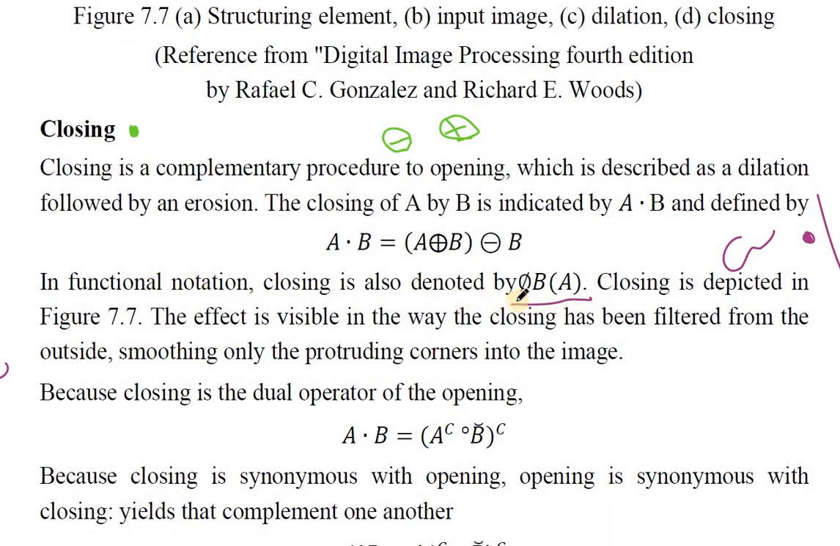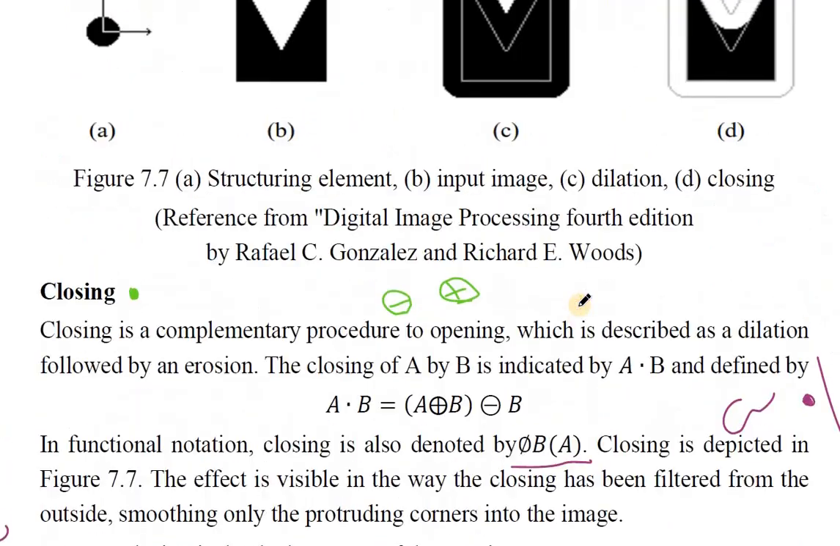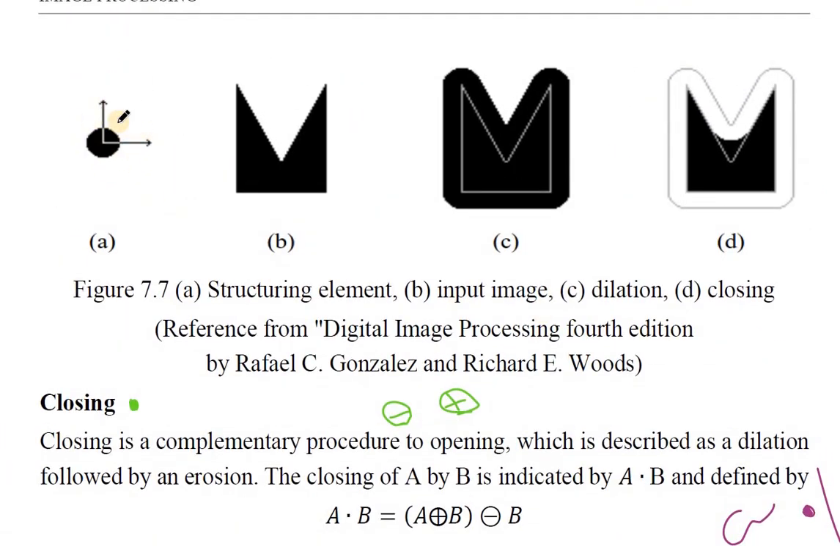In the functional notation, how is closing denoted? This is how closing is denoted. Circle is your structuring element. This is your input image. When you dilate it, this is what you get.